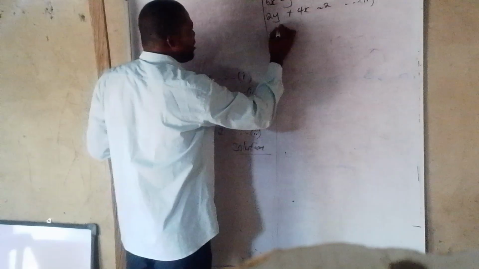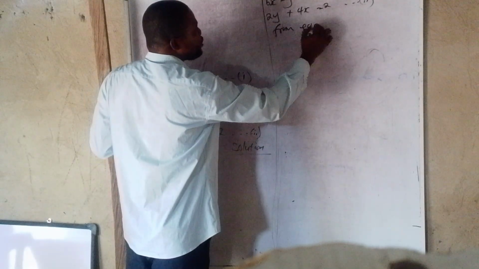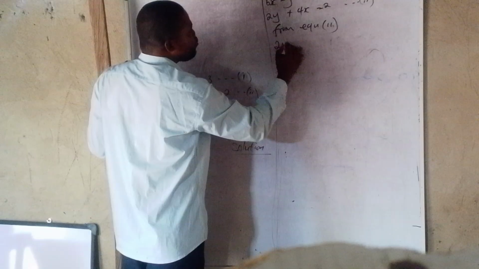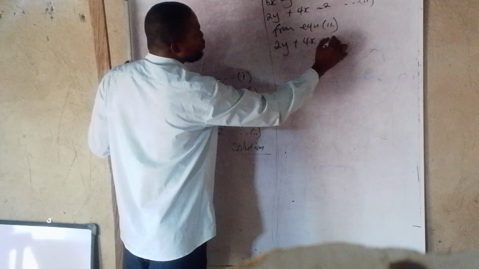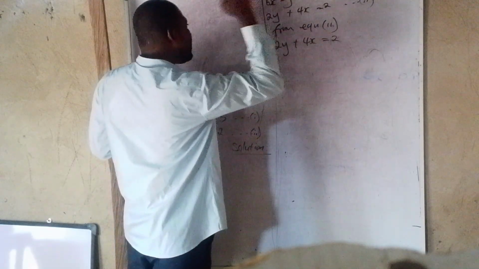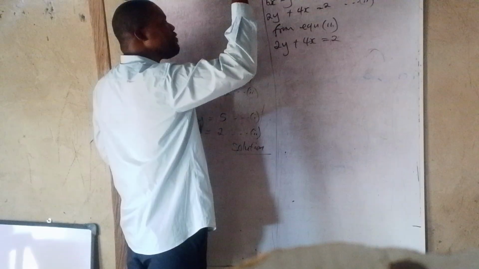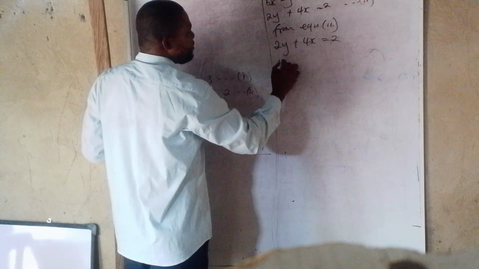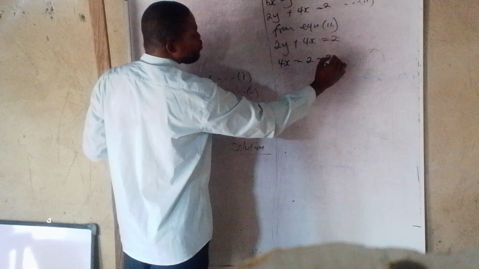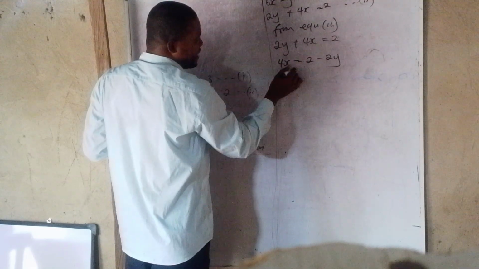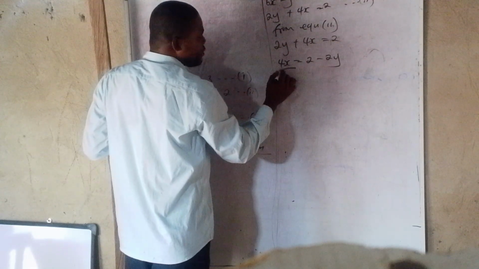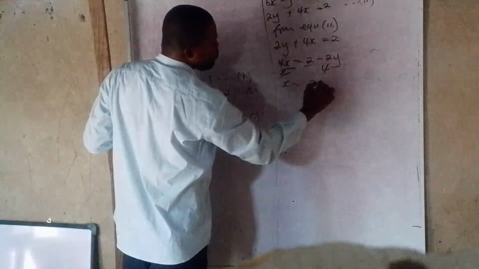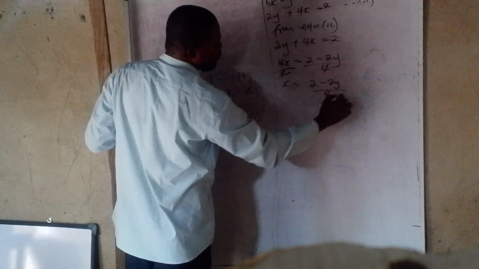So I want to get my equation 3 from equation 2, which is 2y plus 4x equal to 2. The other one I solved before, I solved for y first. Let me solve for x first now. I'll bring 4x equal to 2 minus 2y. To find x, divide by the coefficient 4, divided by 4. Then x is equal to (2 minus 2y) over 4.